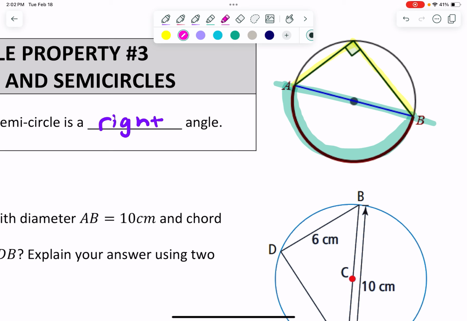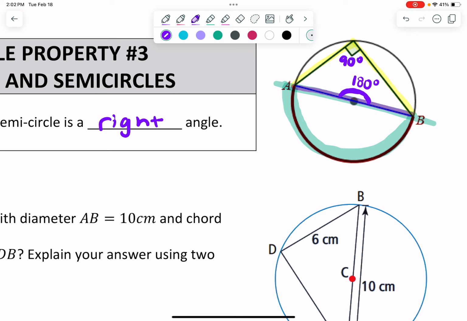Well, remember, an inscribed angle is half the measure of a central angle. So the central angle is the diameter, and a diameter is just a straight line or a straight angle. So that central angle is 180 degrees. An inscribed angle is just half of it, which is 90 degrees.